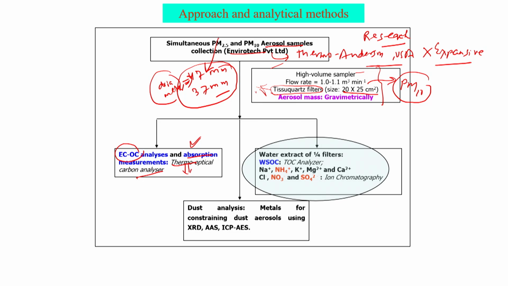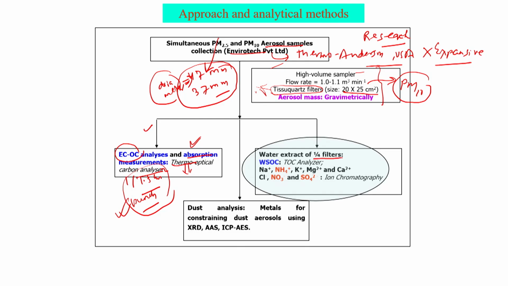For this analysis, only a 1 to 1.5 centimeter square punch is needed. Not much is needed here. A very small sample is needed, and you can get very good analysis here.